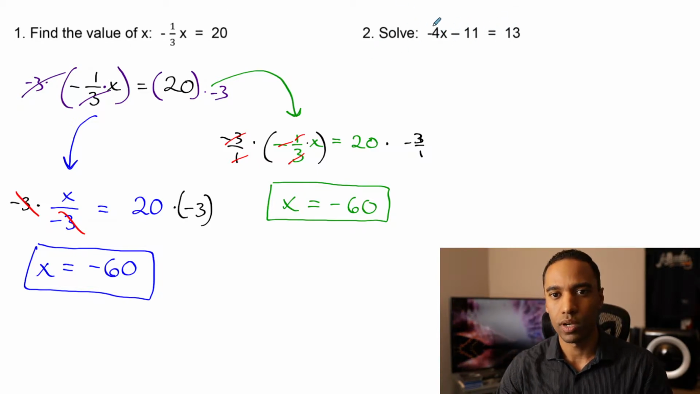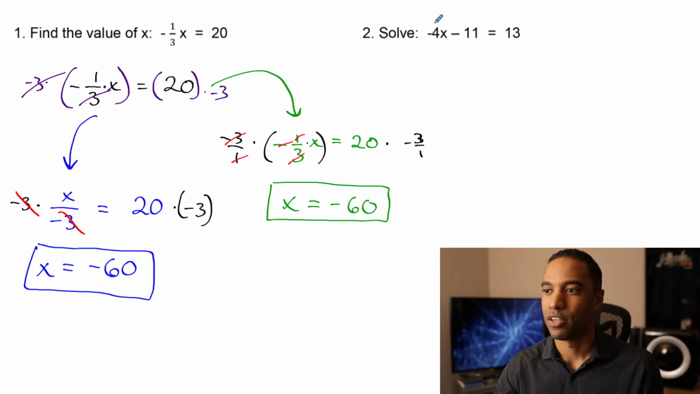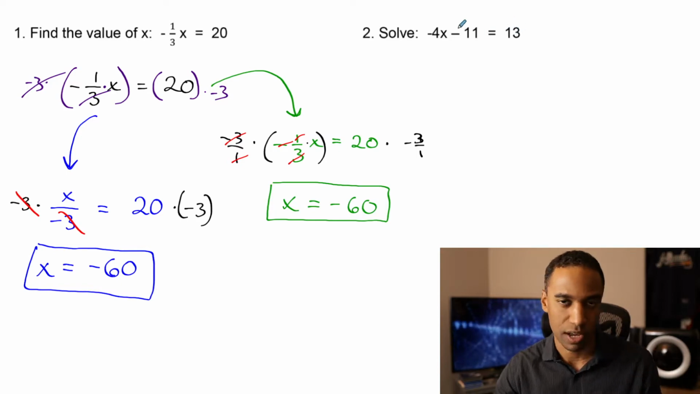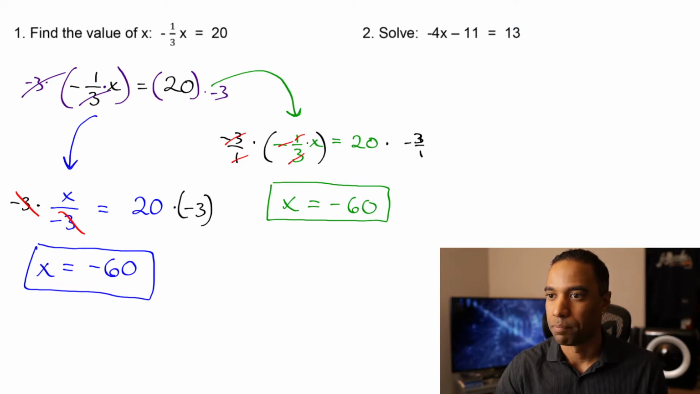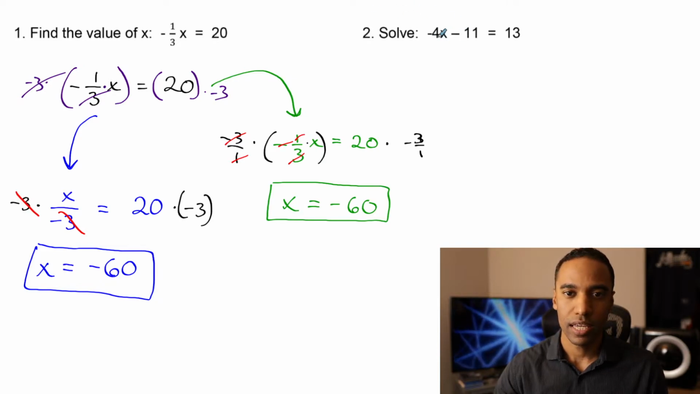Okay, number 2. This is one of those dealios that we call a two-step equation. A two-step equation because it takes 2 steps to solve for x. There's a coefficient multiplied in front of x, and there's a constant that's added with the x term. And there's a constant on the other side, some numeric constant without an x with it. So we're going to take 2 steps here.